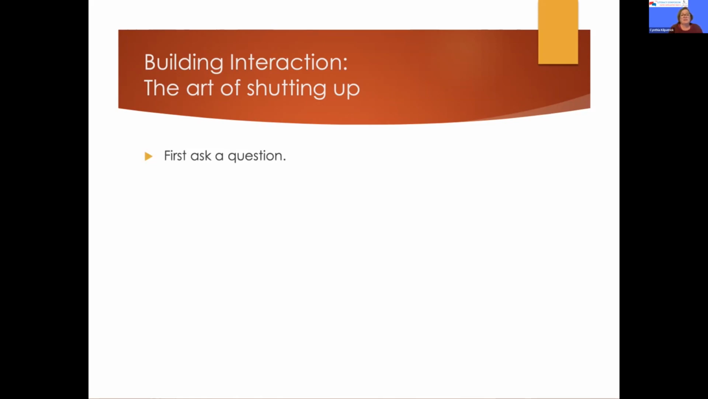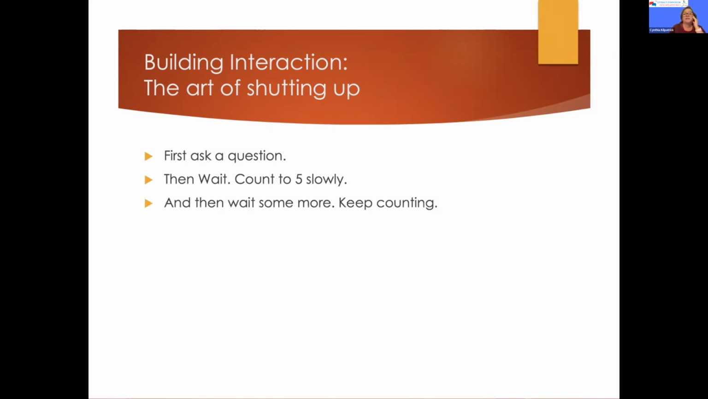First, you ask a question. Any question that you want your students to answer. And then you wait and you count to 5 slowly. You don't go 1, 2, 3, 4, 5. Okay. Let me give you the answer. You say 1,000 1, 1,000 2, 1,000 3, 1,000 4, 1,000 5. And after you've done that, and only after you've done that, then you wait some more. Okay. And just keep counting and count to 5 again.